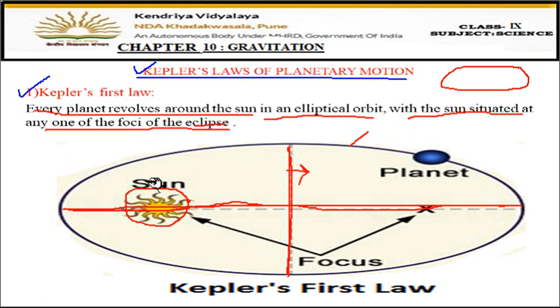The sun can be present on the major focus line, or on the minor focus line, right? The horizontal line which is more in length is the major focus, and the one with less length is the minor focus line. So now, in all three laws, we will consider that the sun is present on the major focus line in the elliptical orbit, right? So this is the first law.